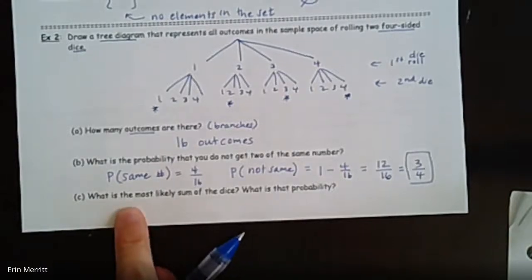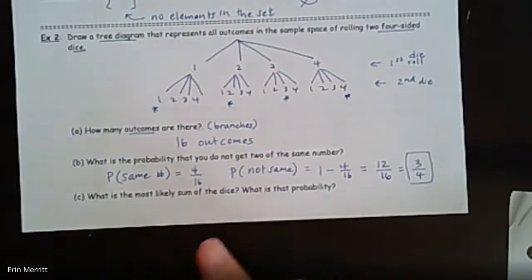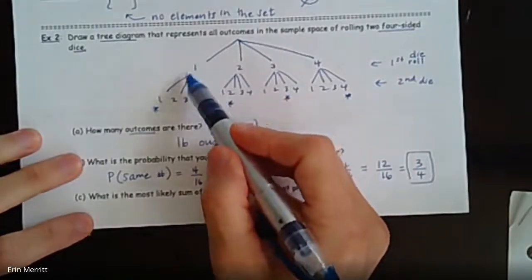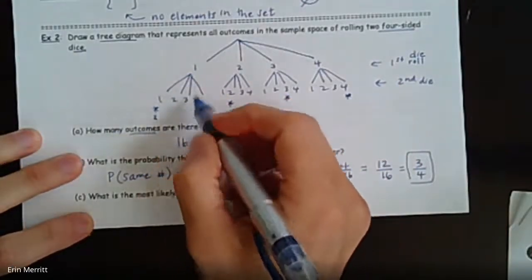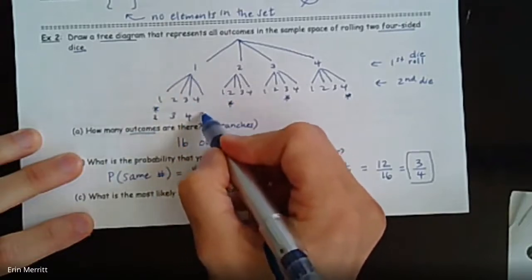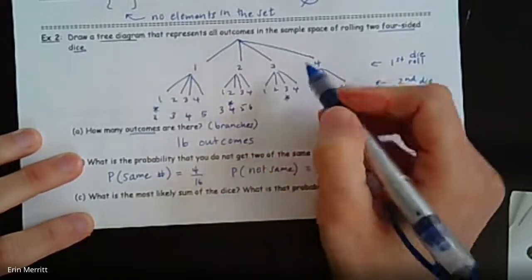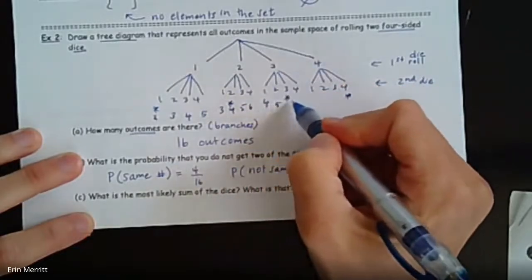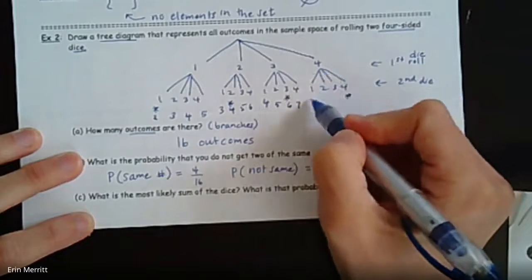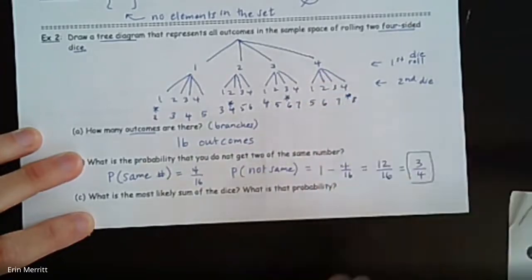What is the most likely sum of the dice? All right. Well, that you have to do a little bit more thinking about. So let's write the sums underneath. So if you get a 1 and a 1, that would be a sum of 2. 1 and 2 would be a 3. 1 and 3 would be a sum of 4. Let me keep going. This would be 3, 4, 5, and 6. This would be 4, 5, 6, and 7. This would be 5, 6, 7, and 8.